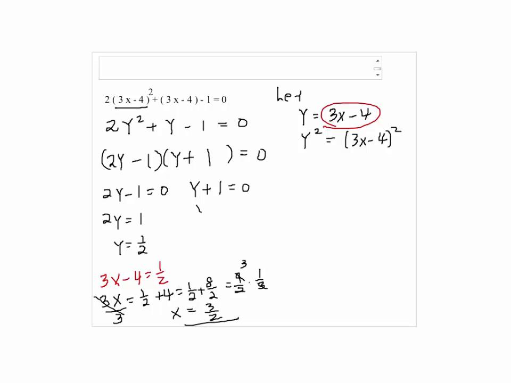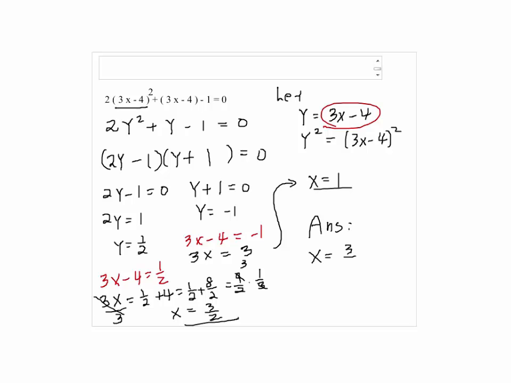Now y plus 1 equals 0, so y equals -1. So 3x minus 4 equals -1. To find x, we add 4 to both sides, so we get 3x equals 3, so x equals 1. So the answer will be x equals 3/2 and 1.